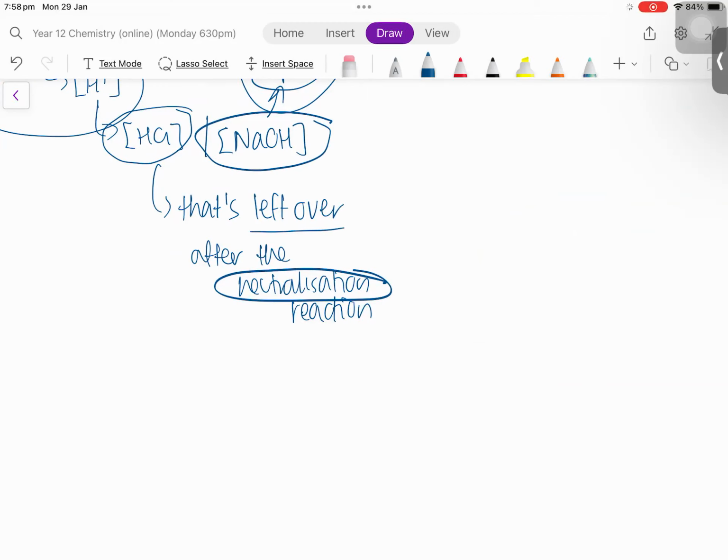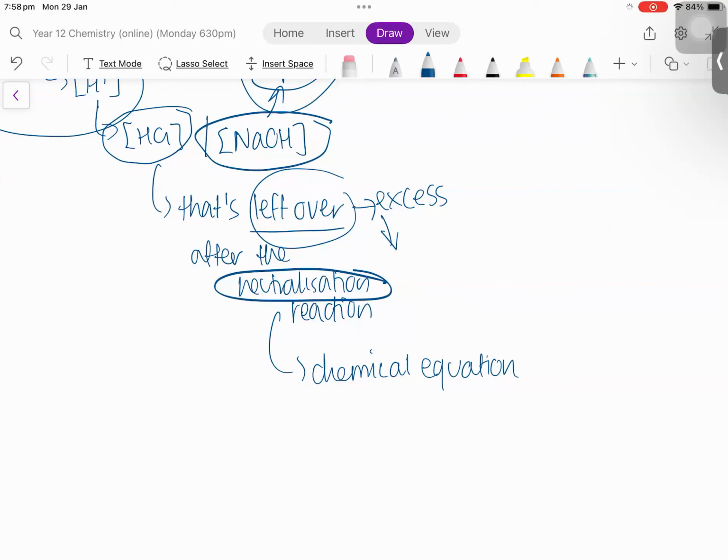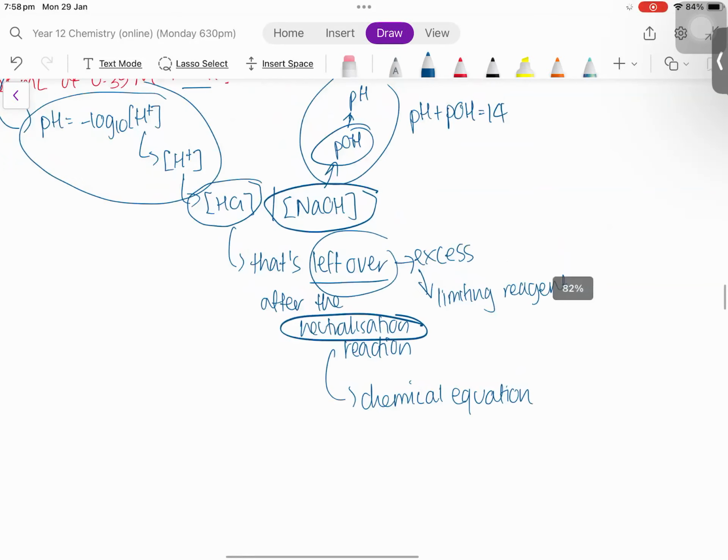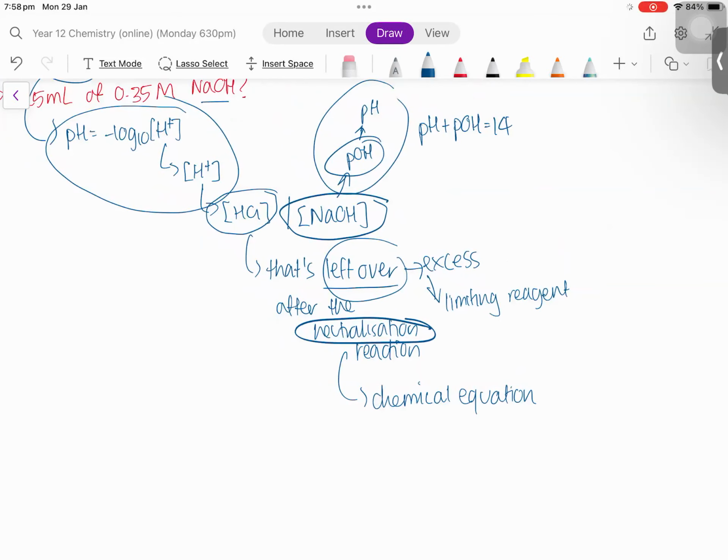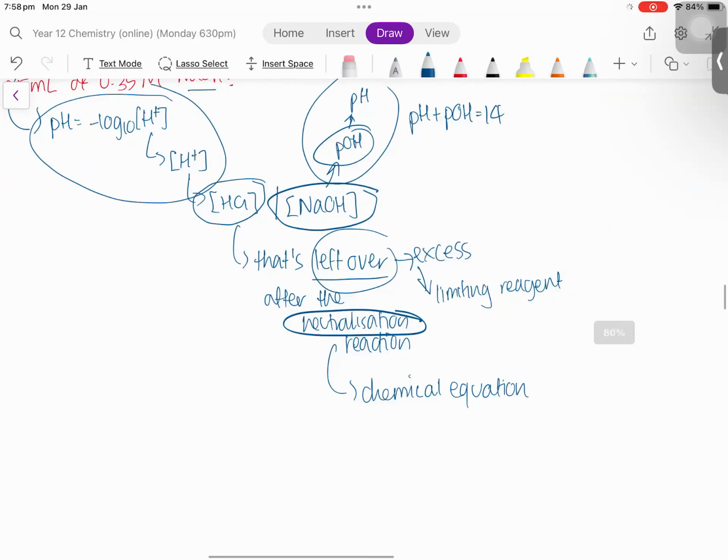James? Chemical equation. I need a chemical equation. What else do I need? Left over is excess. The opposite of excess reagent is the limiting reagent. Good. So what's left over is the excess reagent. For me to know what's in excess, the inverse of that is I need to know what's the limiting reagent. So basically, guys, what you're doing is a limiting reagent calculation first to figure out whether it's the acid or the base left over, and then you do your pH calculations as usual.